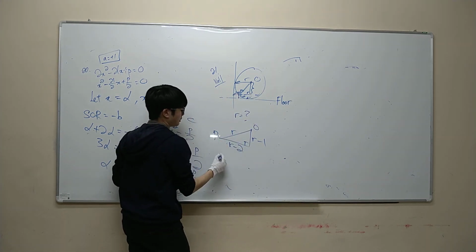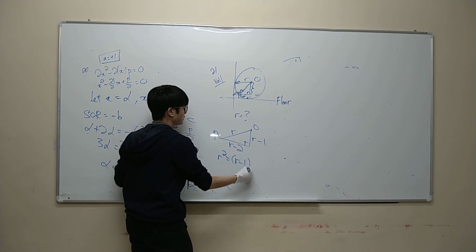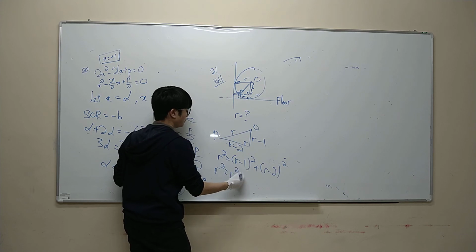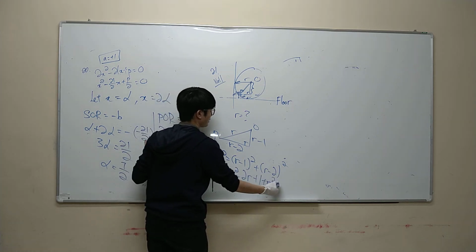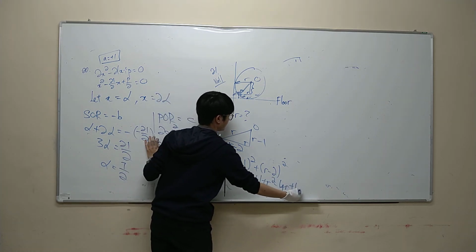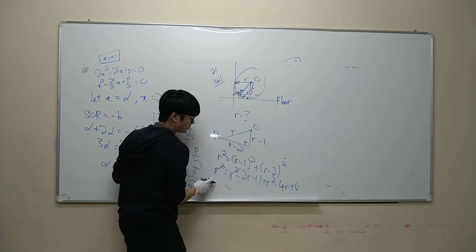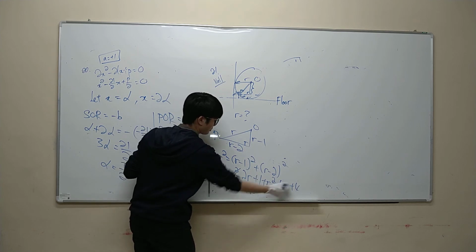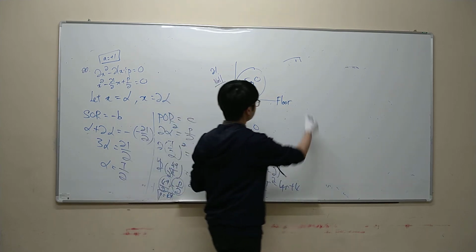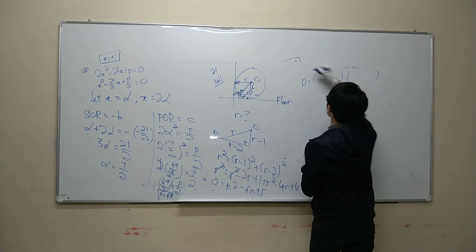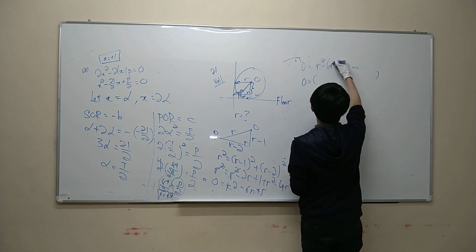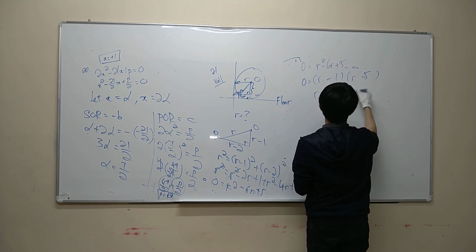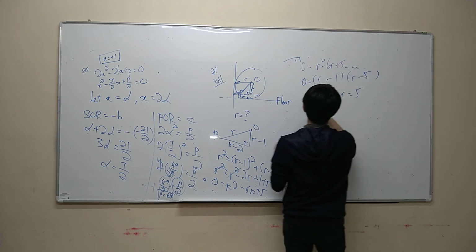So how to find R? Pythagoras theorem: R square equals to (R minus 1) square plus (R minus 2) square. So R square equals to R square minus 2R plus 1 plus R square minus 4R plus 4. R square minus R square also 0, equals to R square minus 2R minus 4R, minus 6R, plus 1 plus 4, plus 5. Factorize: 0 equals to R square minus 6R plus 5, which is (R minus 1)(R minus 5). R equals to 1 or R equals to 5.